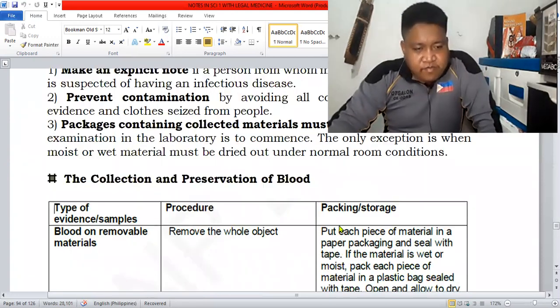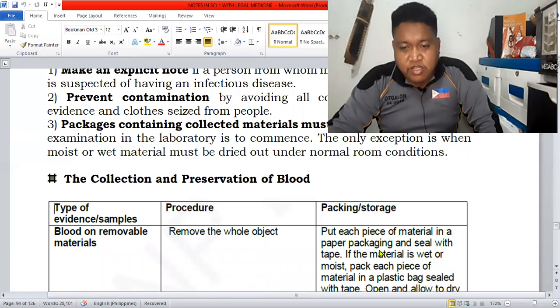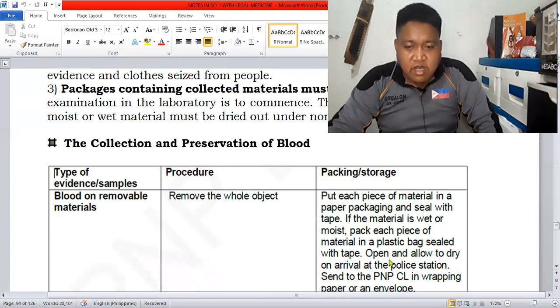So, blood on removable materials. Remove the whole object. How to package it? Put each piece of material in a paper packaging and seal with tape. If the material is wet or moist, pack each piece of material in a plastic bag, sealed with tape.